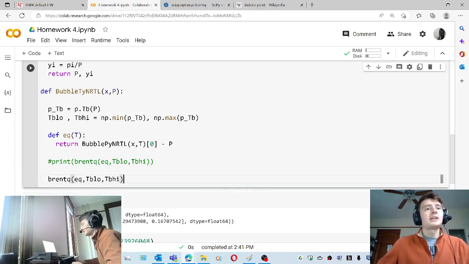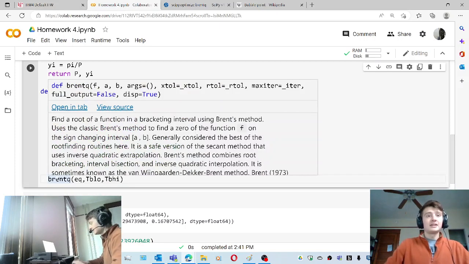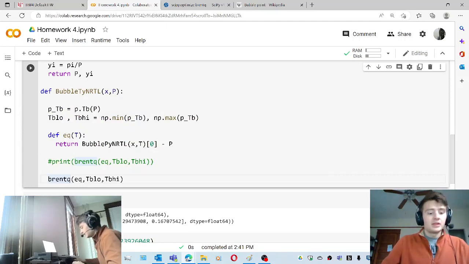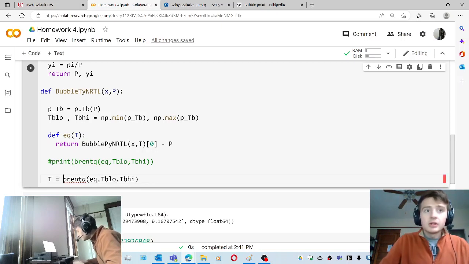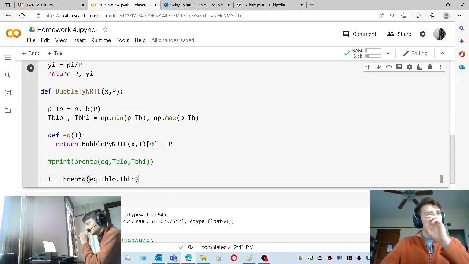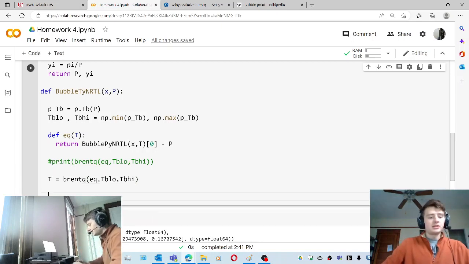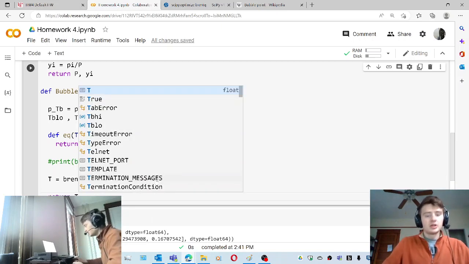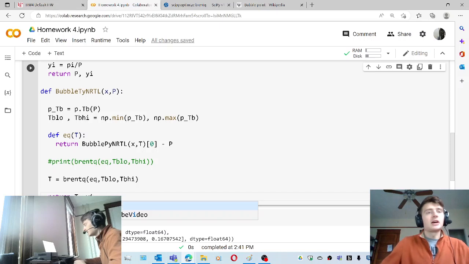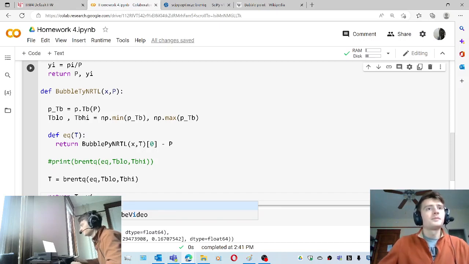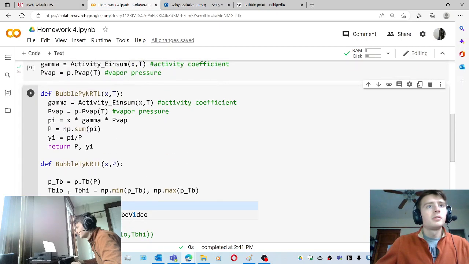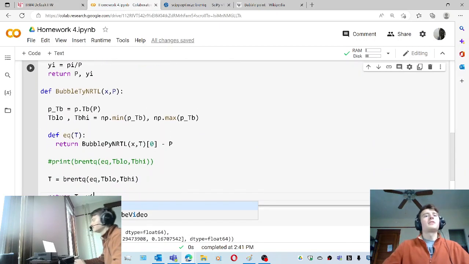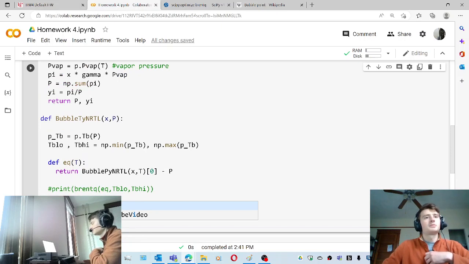And I'll go ahead and say that the bubble temperature is going to be equal to that, if I can find it. So that's the bubble temperature. But in addition to returning the bubble temperature, I also want to return the fraction of the first bubble.